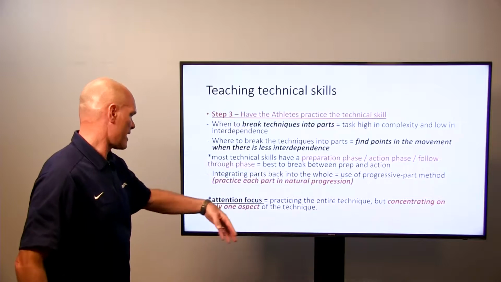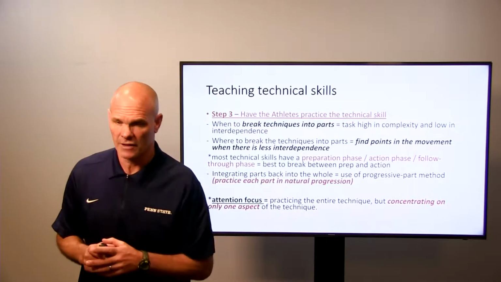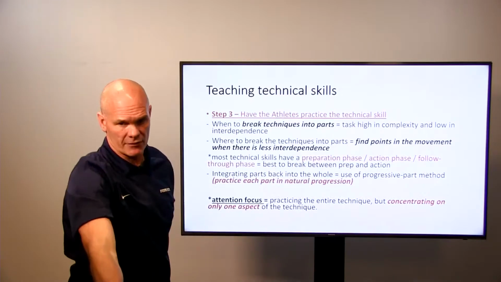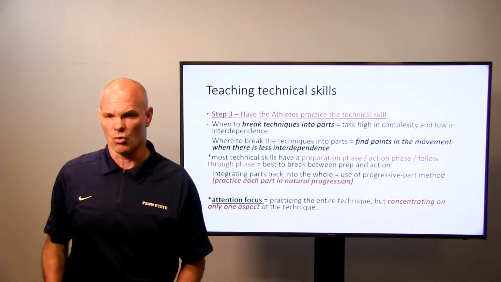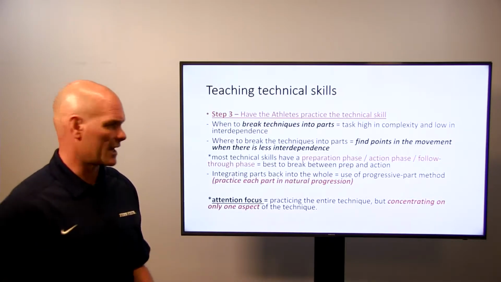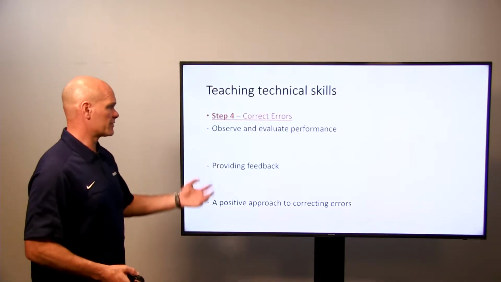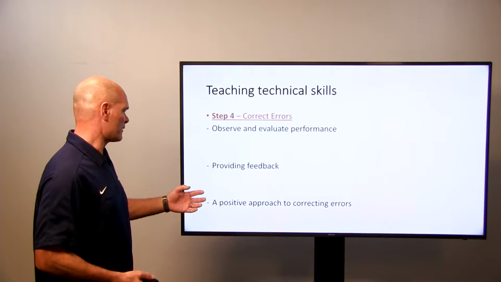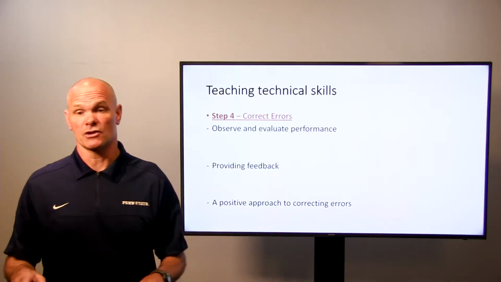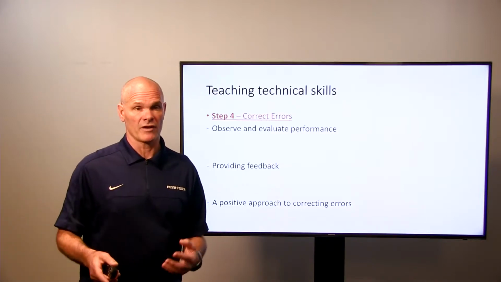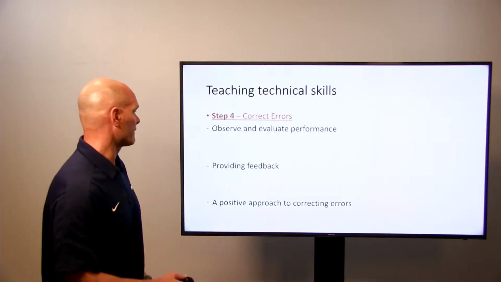Again, practice each part in a natural progression and then concentrate only on one area. So as we're doing those 3 parts together, the movement of the throw, you don't want to have to focus and teach communicating all 3 of them. Pick one, and then once that's mastered, go to the next one. Correcting the errors, again, you're looking to observe and evaluate that and provide feedback. The mistake here is too much feedback, but also too much negative feedback. Again, we're motivated by positive improvements that we can gain in our learning.